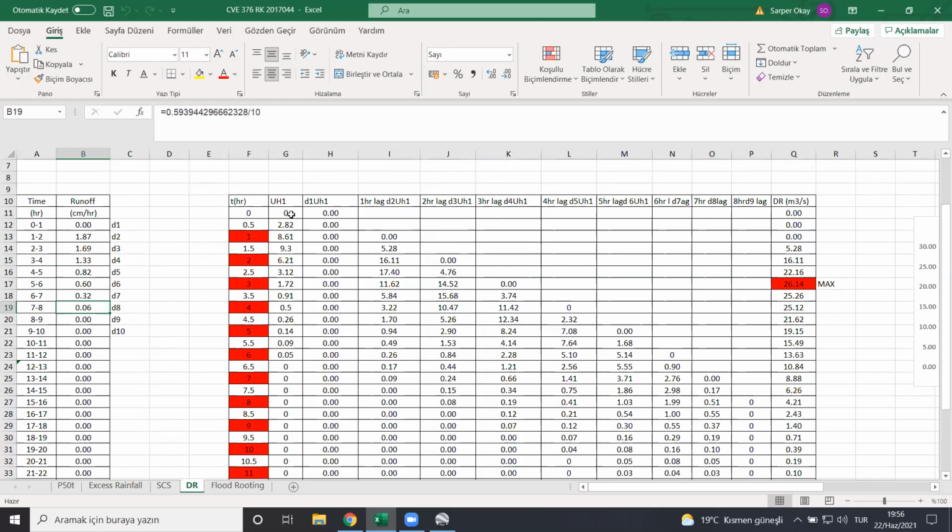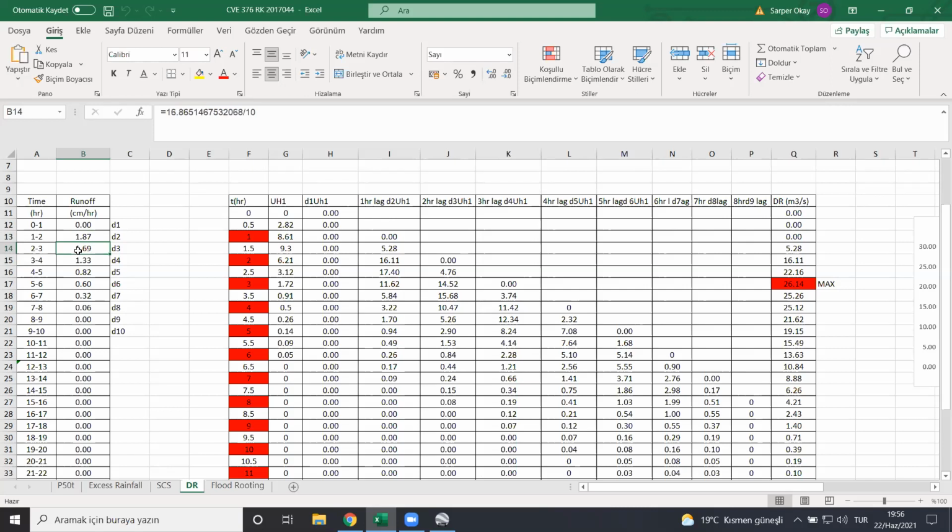Basically, you have a 1 hour lag, because in between 0 and 1 we have no excess rainfall, so there is nothing. So it starts from here at 1 hour. So we have a 1 hour lag, this much OH1. What is this? 1.87. So we have a 1 hour lag, 1.87 OH1.